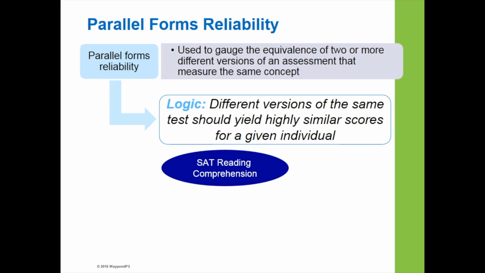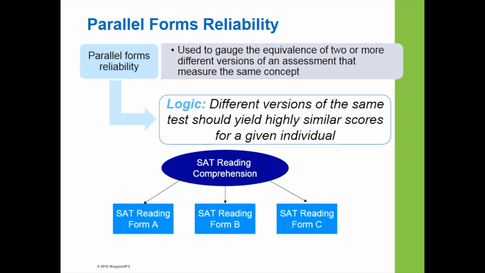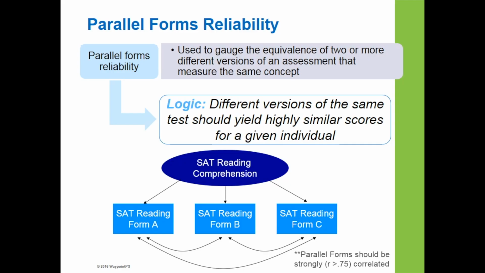So let's take SAT reading comprehension as an example. Educational Testing Service will have multiple versions of the same test. So we have an example of 3 different forms here, Form A, B, and C. If Joe were to take these 3 assessments all in one day, he should have, assuming that the test is reliable, should obtain scores that are very similar. So the correlation of the scores across these forms should be very high. In fact, above 0.75 or so, if in fact these forms are measuring the same idea.